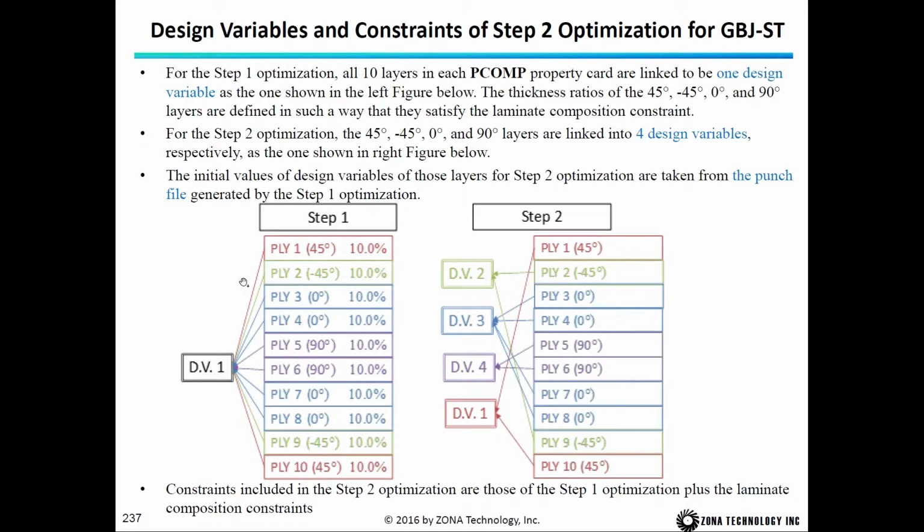The initial values of the design variables of those layers for the step 2 optimization are taken from the punch file generated by the step 1 optimization. Constraints included in the step 2 optimization are those of step 1 plus the laminate composition constraint, namely DCLAMP.